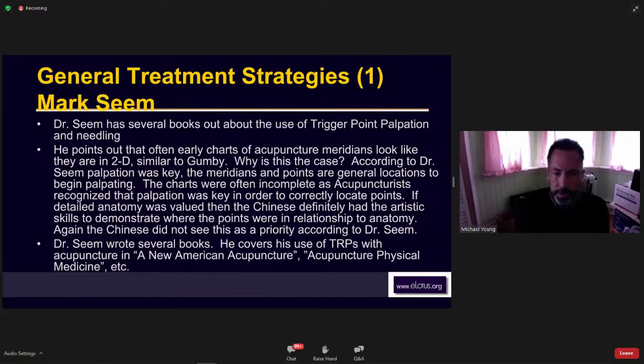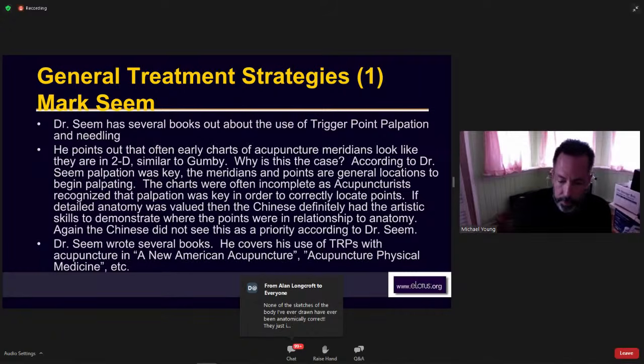If detailed anatomy was valued, then the Chinese definitely had the artistic skills to demonstrate where the points were in relation to anatomy. So you see a very big difference, obviously, between the West and China. Again, Dr. Seem's view is that for the Chinese it wasn't a priority because they assumed the practitioner would have the palpatory skills to find the points, and the map was just a general guideline. He wrote several books. He covers his use of trigger points with acupuncture in New American Acupuncture and Acupuncture Physical Medicine.